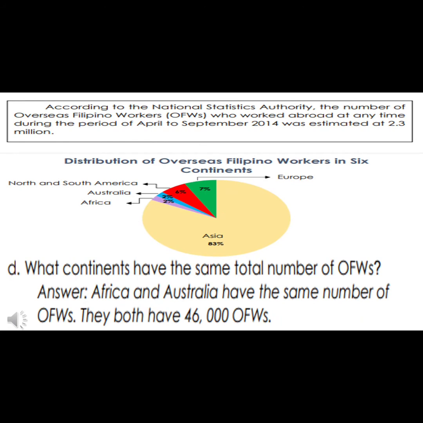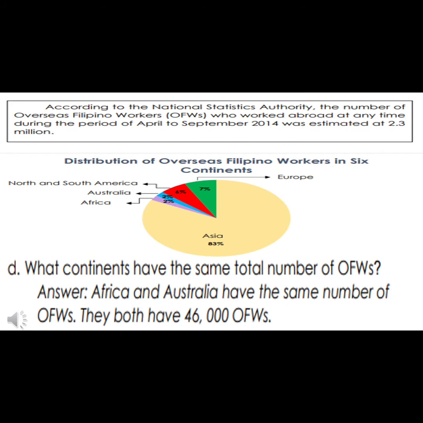Okay, we'll go to question letter D. What continents have the same total number of OFWs? We will again look at the graph. Which continents have the same total number of OFWs? So we have Africa and Australia, which have the same number of OFWs.